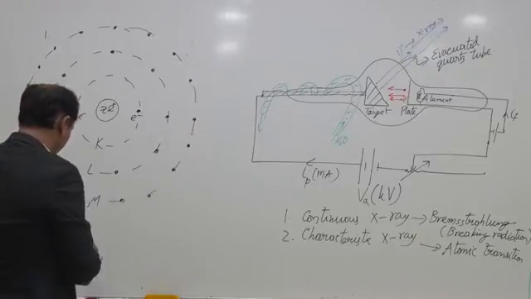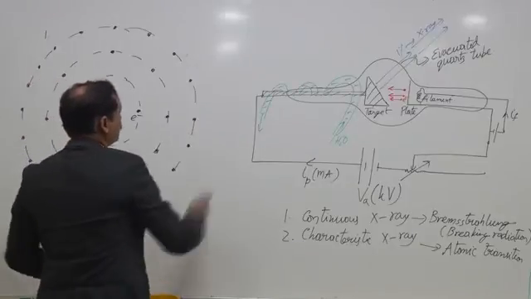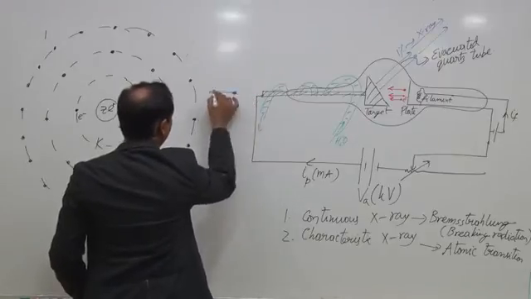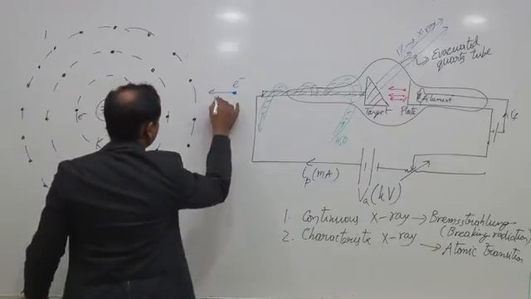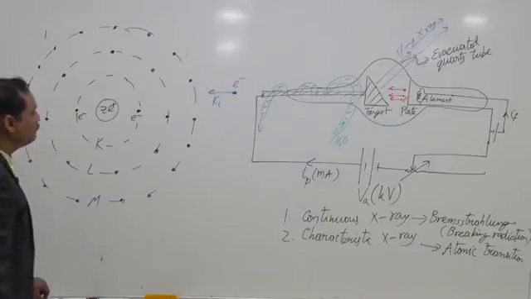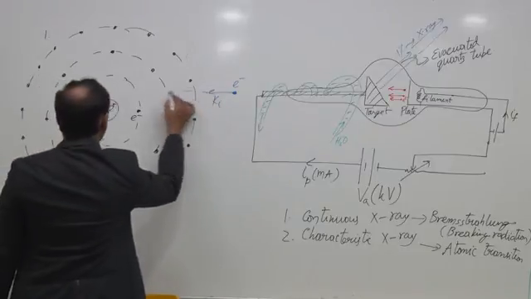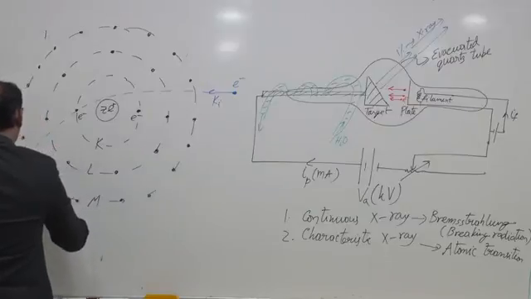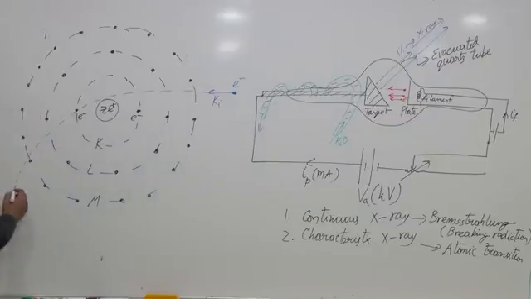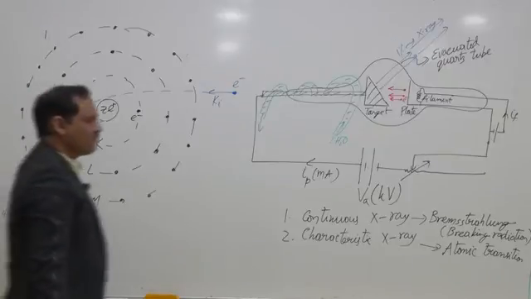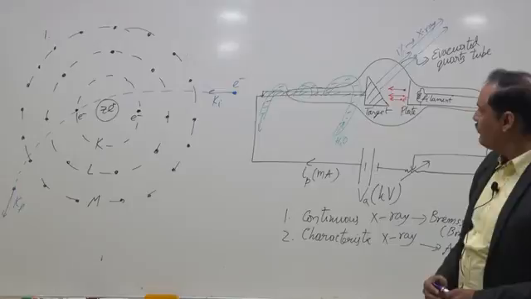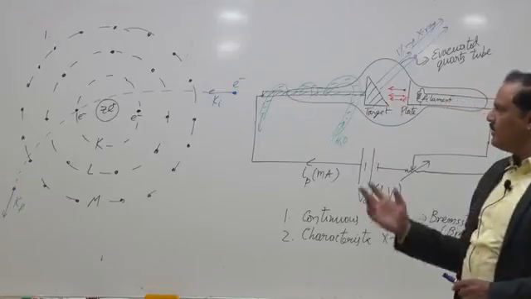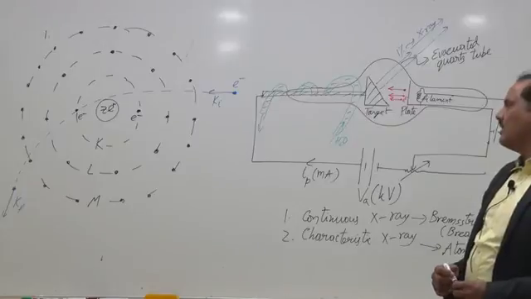Now, the bombarded electron comes. Suppose this is the bombarded electron, which is coming from outside. Its kinetic energy is Ki. It passes through the electric field of the target atom and emerges out with kinetic energy Kf. So, the bombarded electron enters the electric field of the target atom with kinetic energy Ki and exits with kinetic energy Kf.